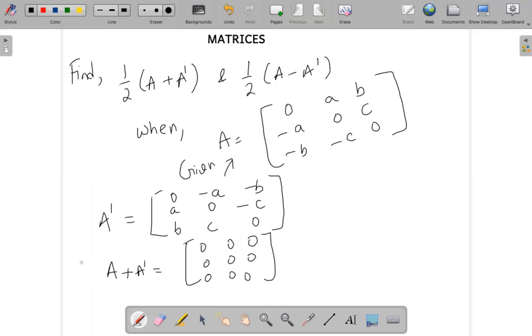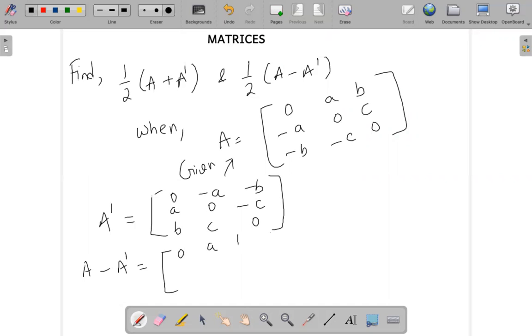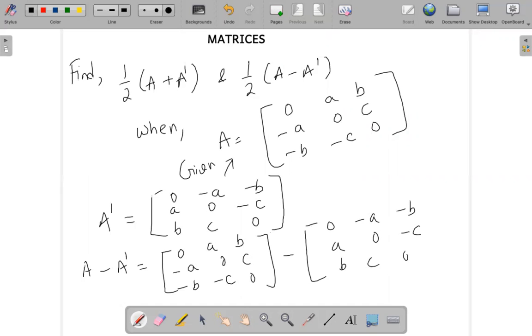Now again, if you multiply with half, that is also 0, 0, 0. Now this is a plus a prime. Now likewise, let us find what is a minus a prime. So that is A will be 0, a, b, minus a, 0, c, minus b, minus c, 0, minus this is 0, minus a, minus b, and a, 0, minus c, and b, c, 0.